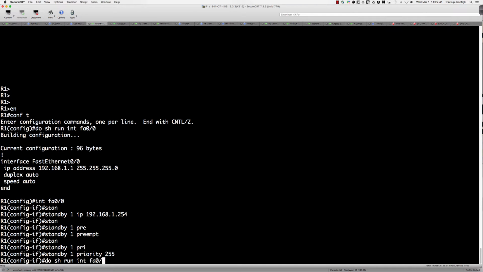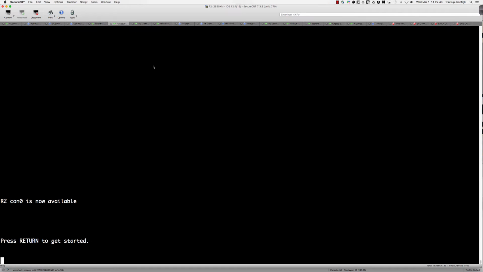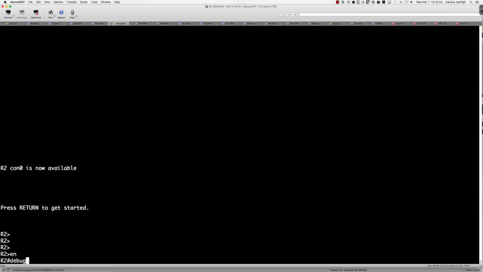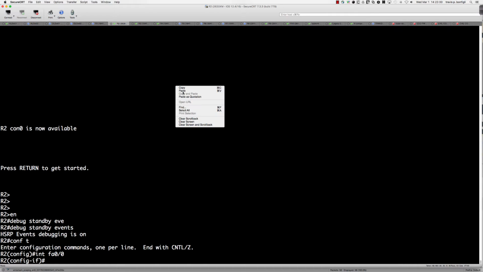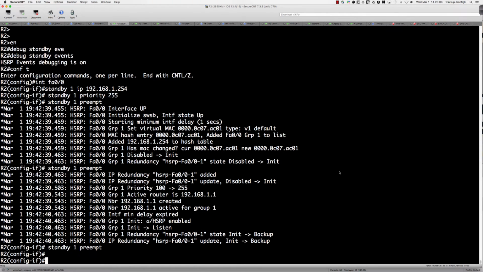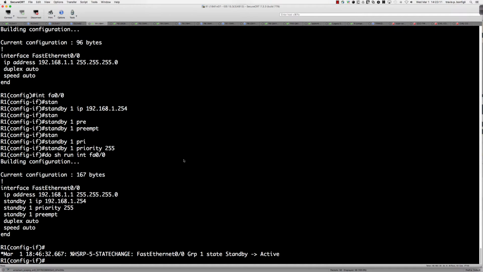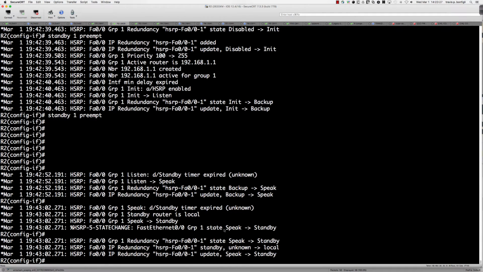So when I say do show run interface fast ethernet 0/0, if I grab this information here, copy it, and come over to router 2, and let's say debug standby events and go into fast ethernet 0/0 and paste that same information in, let's see what ends up happening here. Oops, we got the preempt command in there, so it may have already elected itself. You can see router 1 had already elected itself the active router. So when router 2 came online, router 2 is going to be the backup. And you can see here, we went from speak to standby, and ultimately we end up as the standby router, because again, router 1 had already elected itself.